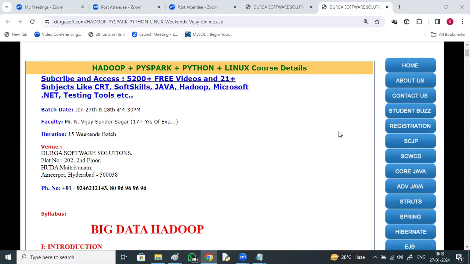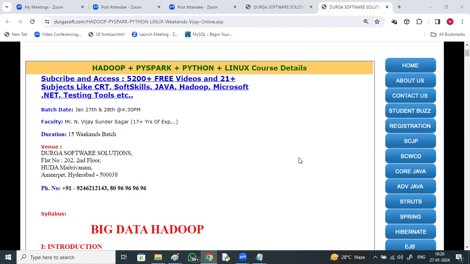And this present batch, 4:30 to 6:30, is the time for the current batch. That is a weekend batch. And you can see in the chat panel the course content details and the payment details, through Google Pay or similar. The online team has pasted them in the chat. You can see them just now.